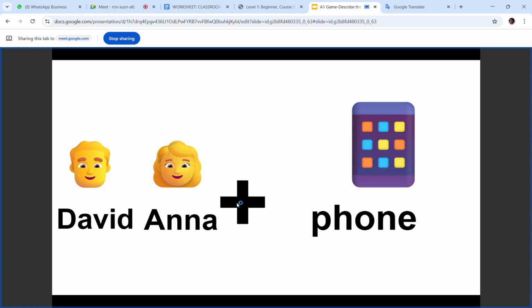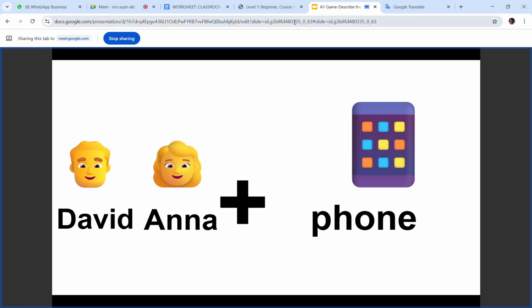Okay. Now, let's do this one together. So we say, this is David, and this is Anna. This is a phone. The phone is theirs, right? The phone is theirs.